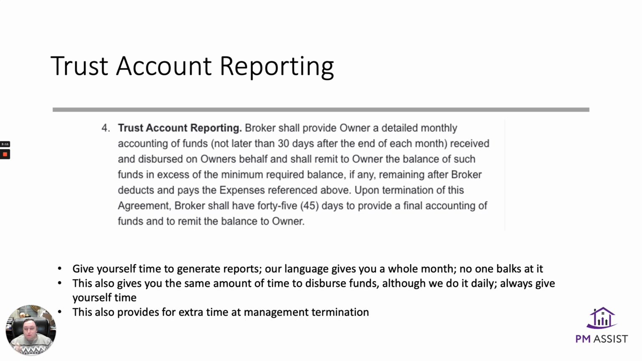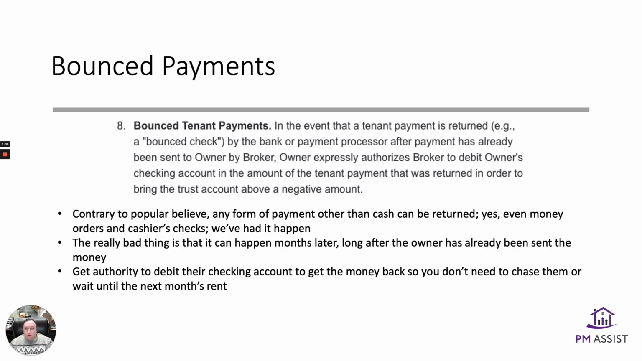And again, this provision also provides protection at the end of a management agreement. So when a tenant moves out, it's your final tenant, management's terminating for whatever reason, this gives us 45 days in that case. And the reason we want that is to make sure that all of the final bills from any utilities, repairs, anything else have been received and processed before we send the final funds to the owner. So that's the reason for this. Highly recommend you put something like this in your management agreement.